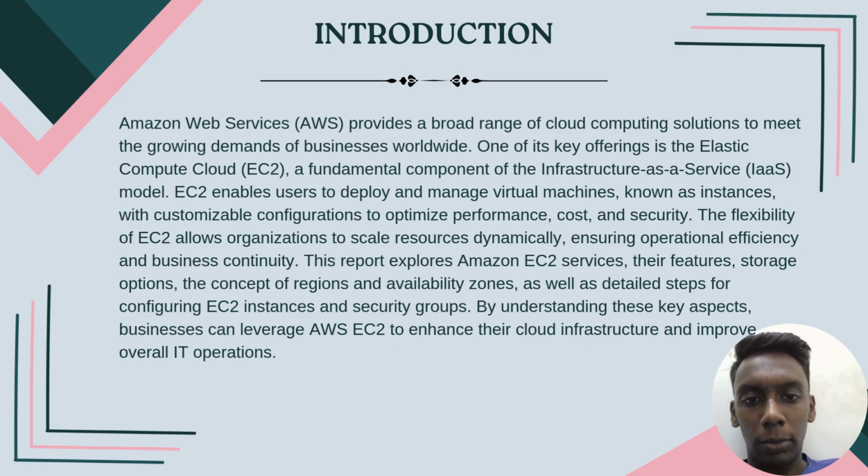EC2 enables users to deploy and manage virtual machines known as instances with customizable configuration to optimize first the performance, second is cost, and finally security. The flexibility of EC2 allows organizations to scale resources dynamically, ensuring operational efficiency and business continuity. This report explores Amazon EC2 services, their features, storage options, as well as the concept of regions and availability zones, as well as detailed steps for configuring EC2 instances and security groups.